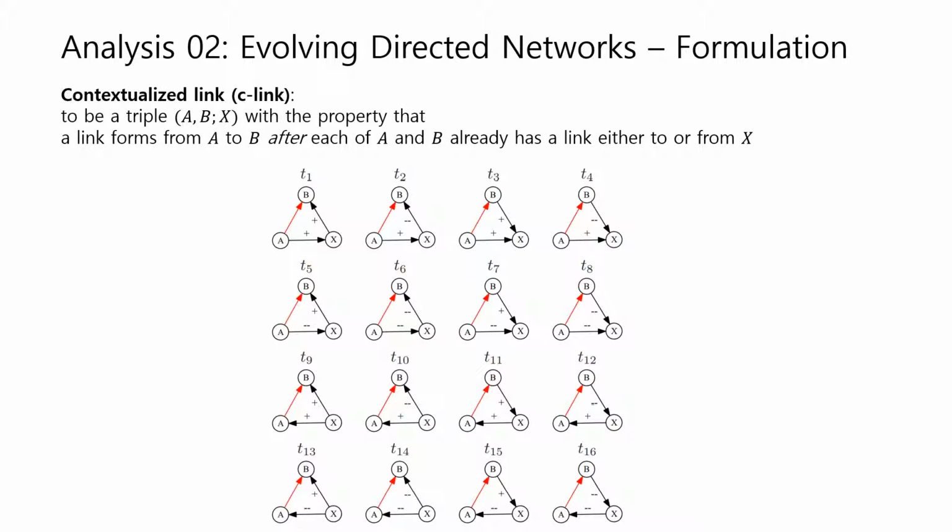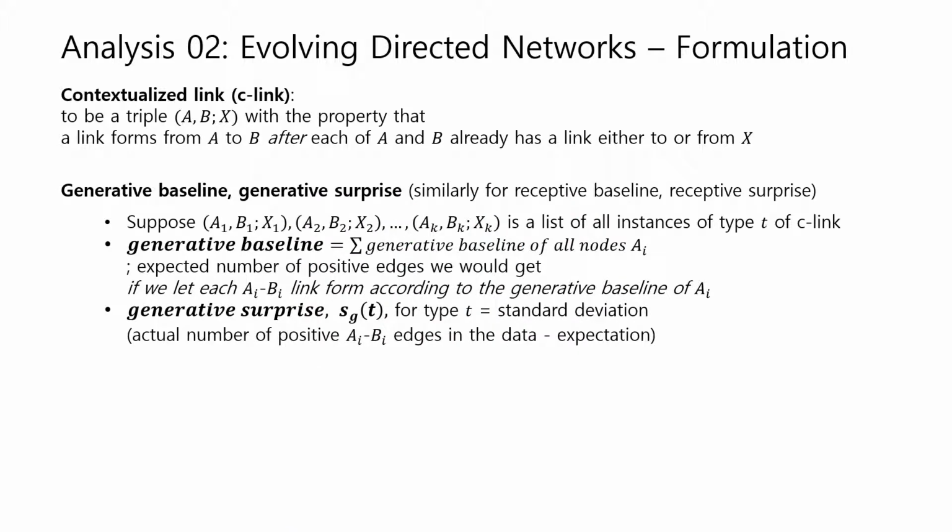Specifically, there can be 16 different C-links possible. They also define generative baseline and receptive baseline of C-link type T, as well as generative surprise and receptive surprise. Generative baseline is a summation over generative baselines of all nodes AI, which means the expected number of positive edges we would get if we let each AI BI link form according to the generative baseline of all nodes AI.